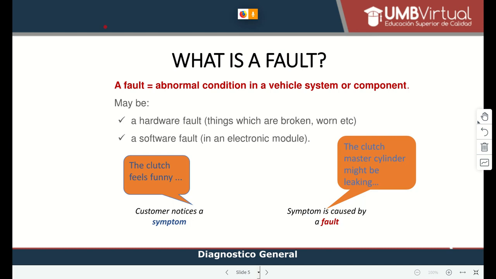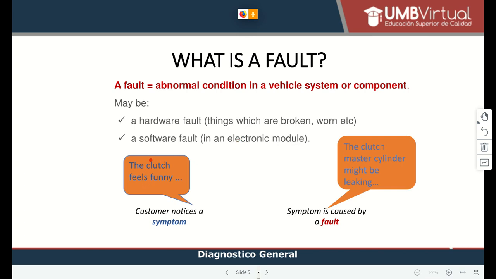And what is a fault? Anything abnormal condition in a vehicle, system or component. Keep in mind that it can be a hardware fault, things that are broken or wrong, or a software fault in an electronic module. All the cars nowadays, all the heavy trucks or vehicles, diesel or whatever, it doesn't matter, work based on electronic controls, right? So all the mechanical systems are controlled by electronic modules, say an ECU, electronic control unit, or a PCM, powertrain control module, but all of them have this electronic control module that can fail, of course. It's very rare, but it can happen.